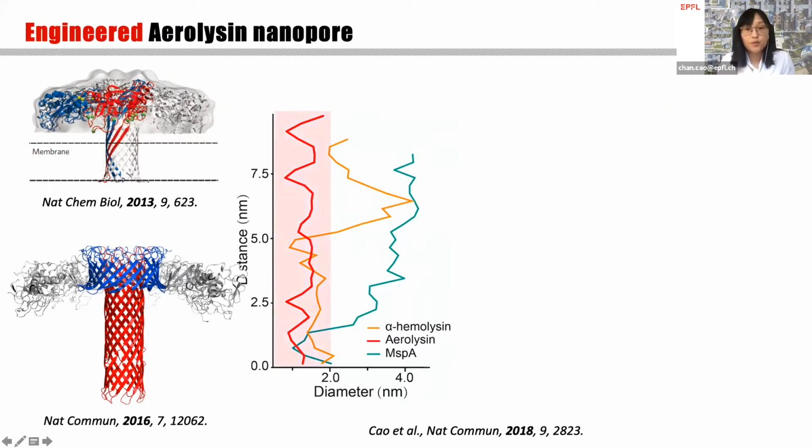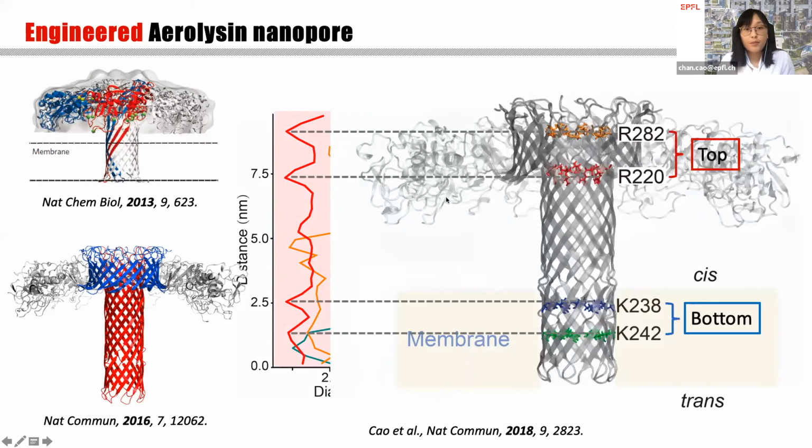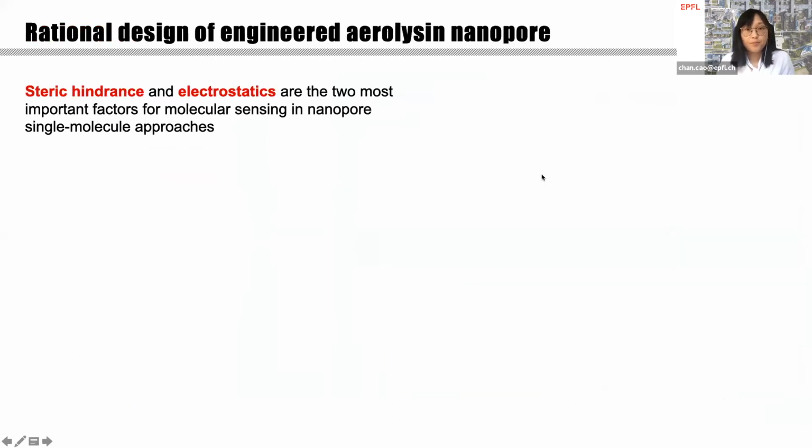I grouped them into 2 regions here, top and bottom. In this field, as what has been done in alpha hemolysin and MspA, mutation is a very powerful genetic approach to engineer the amino acid precisely and thus have a tuned property based on the need of the sensing. We rationally engineered amino acids of aerolysin at 4 important points with consideration of steric hindrance and electrostatics, which are the 2 most important factors for nanopore sensing.